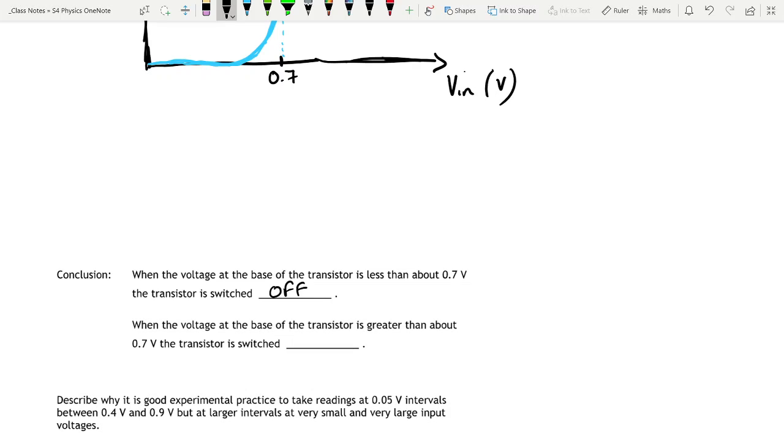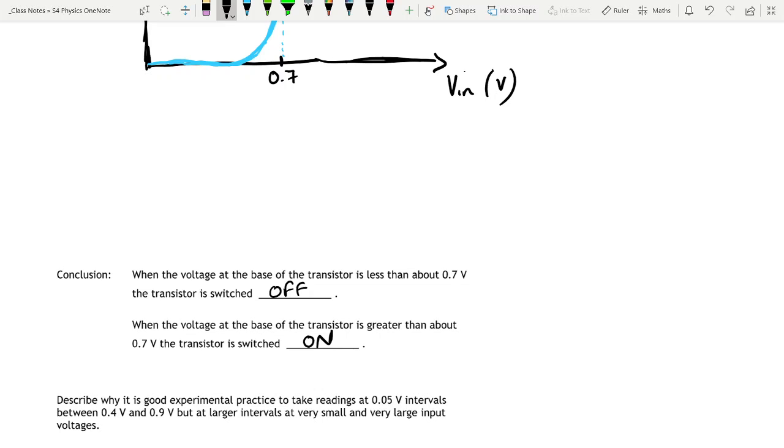When the voltage at the base of the transistor is greater than about 0.7 volts, the transistor is switched on, and it'll switch on anything that it's connected to. As I said, 0.7 volts is for this NPN transistor, but other transistors might turn on at slightly different voltages as well. So you'll always be told the voltage that a transistor turns on at if you need to know it.